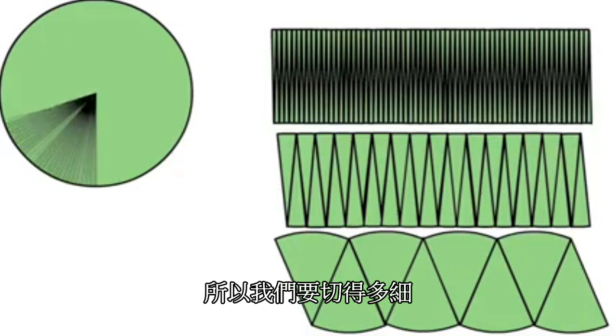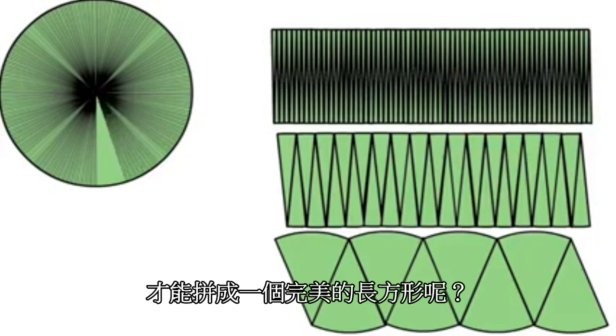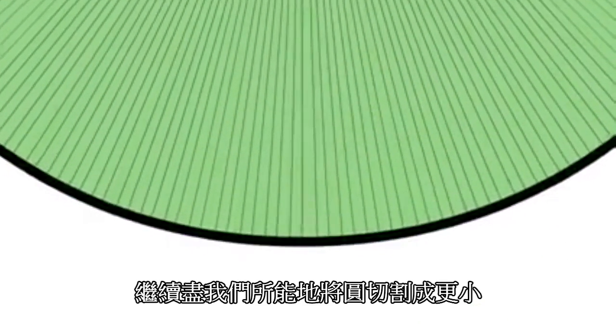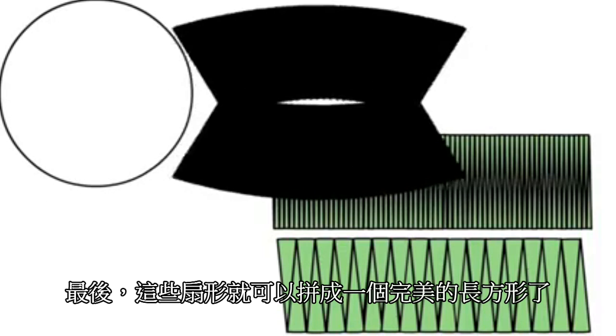So how small must we divide a circle before we can get a perfect rectangle? Well, we can keep on dividing the circle into small, smaller, or the smallest pieces you can make. But the answer is to divide the circle infinitely many times until we cannot distinguish the lines, and eventually the circle can now become a perfect rectangle.